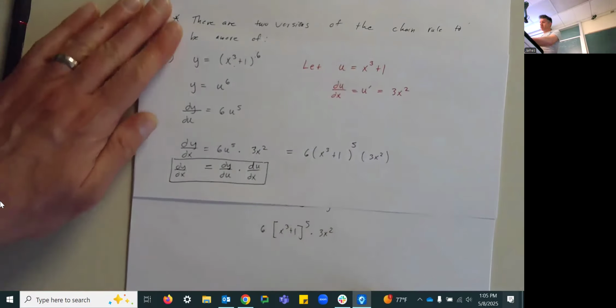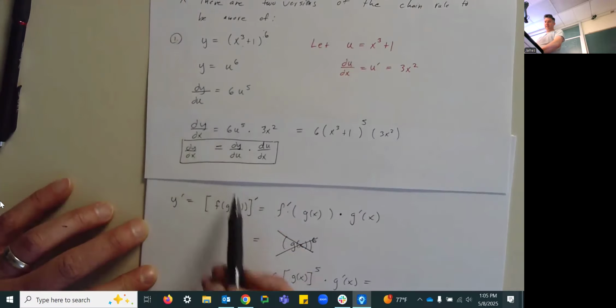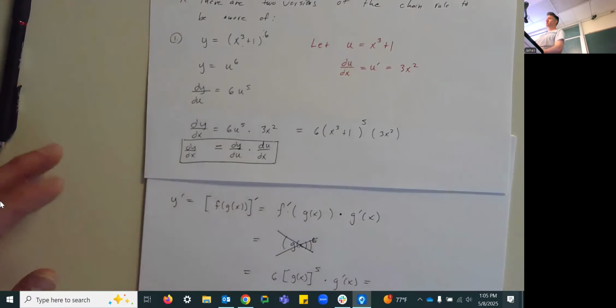So it's good to know these formulas. They do come up sometimes in some contexts. But if you're just differentiating functions, I would say conceptualizing it the way we've been talking about this whole time is probably the best way to go.